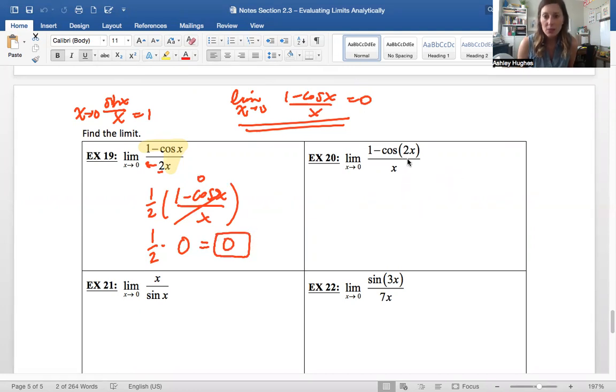Now this one, we need to write cosine of 2x as one of its properties. And I'm going to pause just for a second.